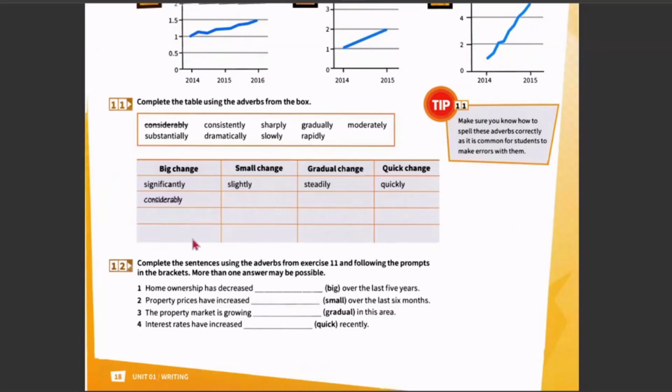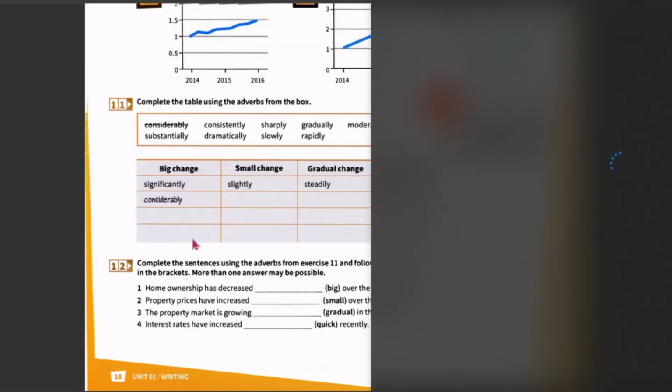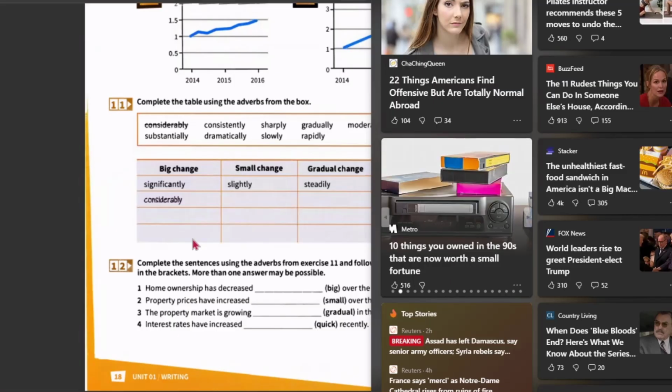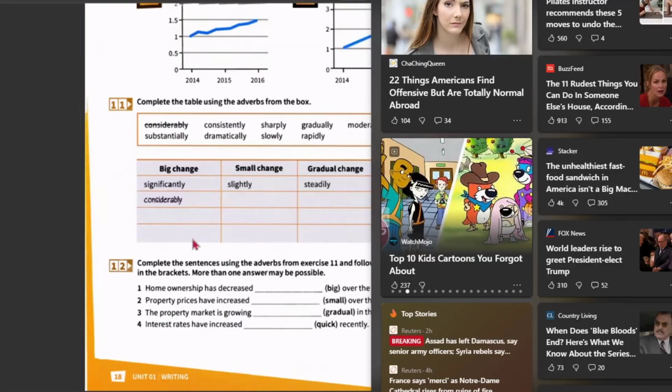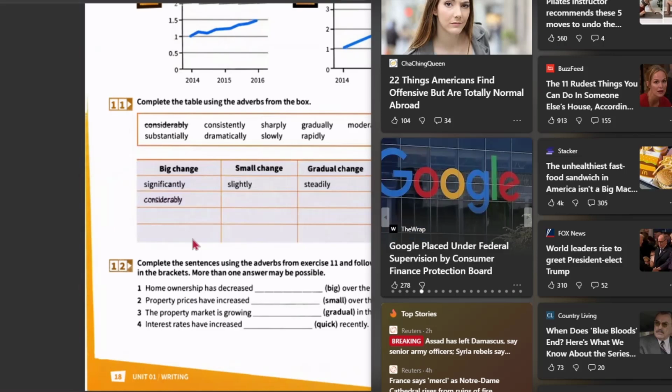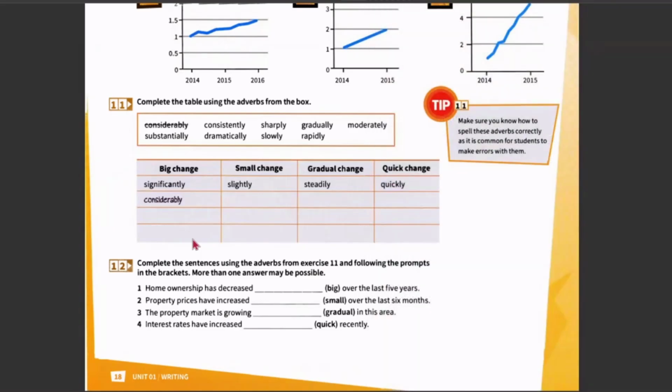Big change is a very big, huge amount of change, right? And quick change is something that happens in a very short time, but in a very steep line. That is quick change. So for big change, the words are significantly, considerably, substantially, and dramatically. Just these four, okay? And for quick change, it is quickly and the other ones: rapidly and sharply. Excellent. Yes. Quickly, rapidly, and sharply. These three. Very good. Now for small change, slowly.